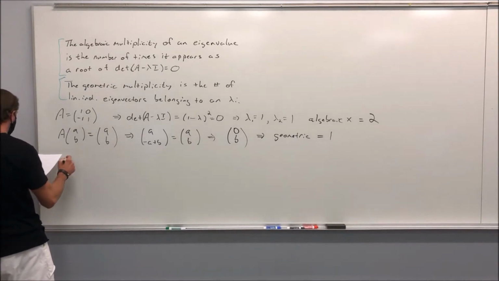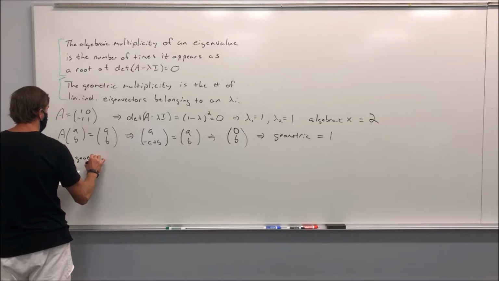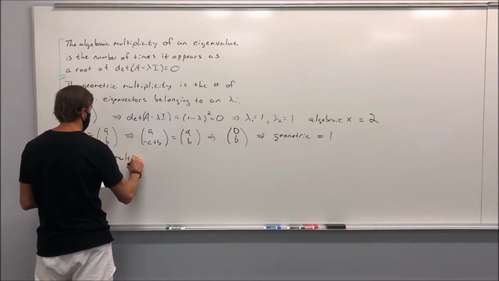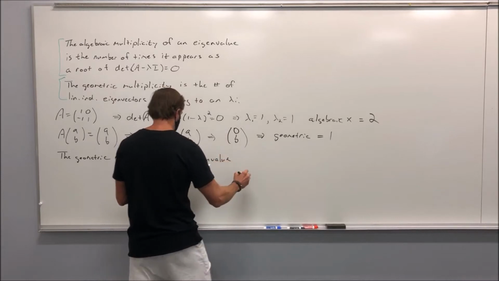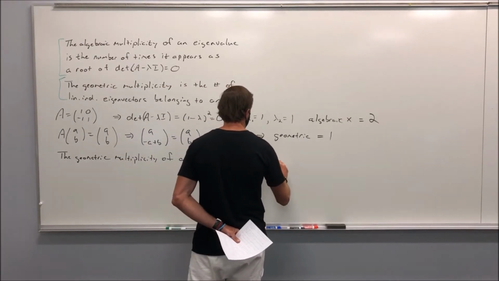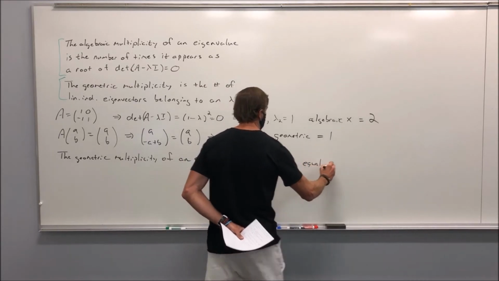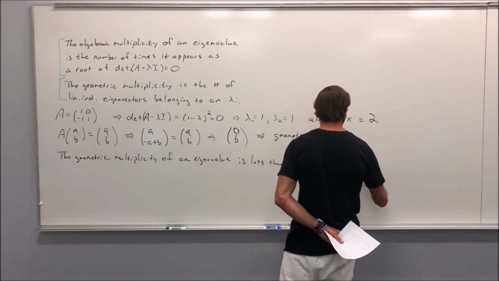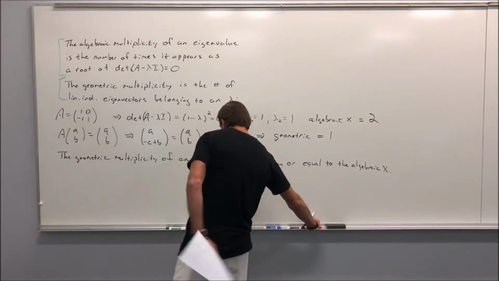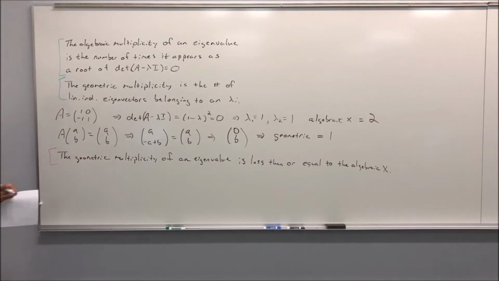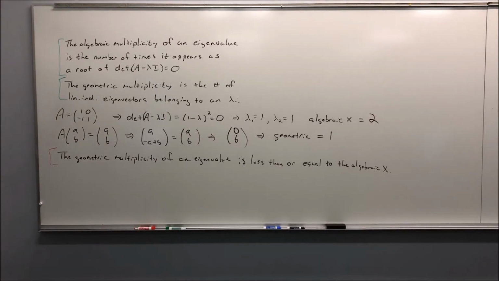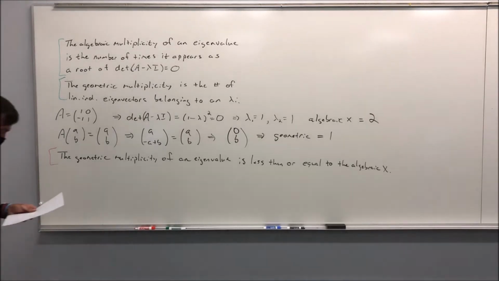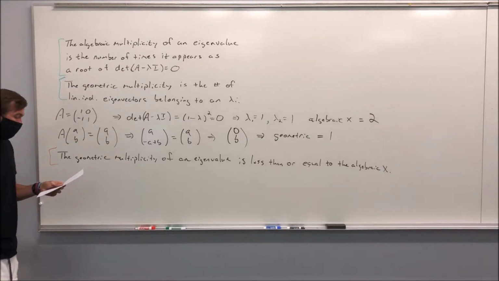So this actually feeds into a theorem, which is that the geometric multiplicity of an eigenvalue is less than or equal to the algebraic multiplicity. Okay.